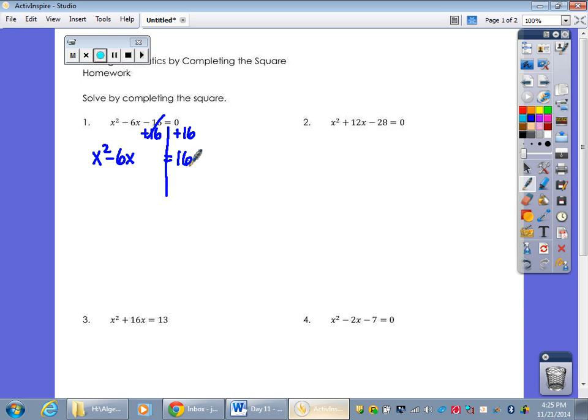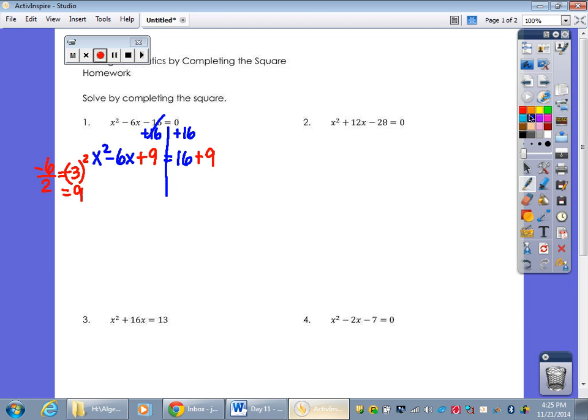Now, to figure out what that something is that you add, you have to take the b number, which is -6 in this case, and half it. -6 divided by 2 is -3, and then you have to square that number, which gives you 9. Now, that 9 is going to be added to both sides of the equation. So you have the b number, square it, and add that answer to both sides.